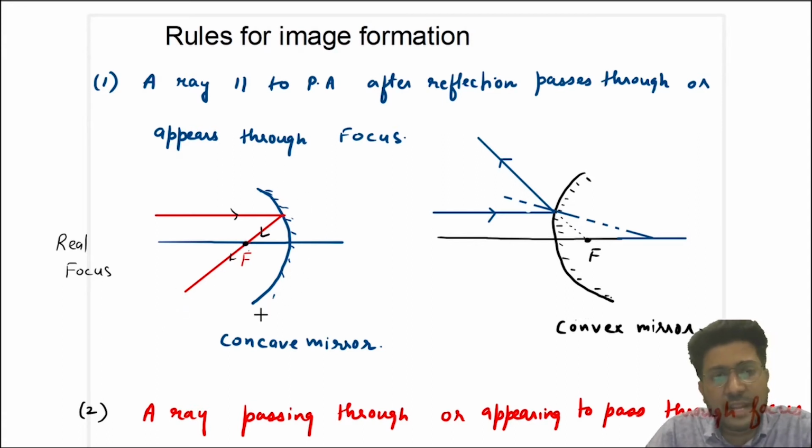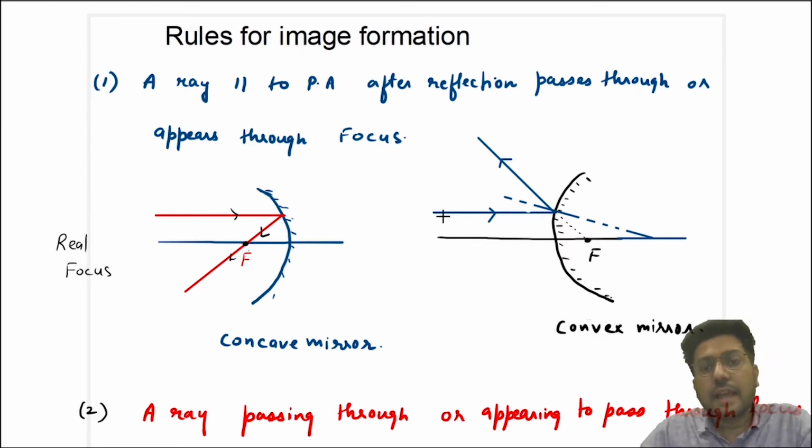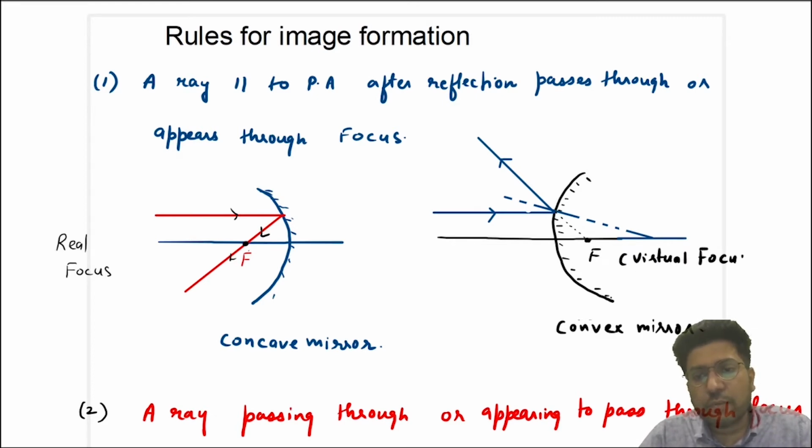For a concave mirror, there is a real focus, and for a convex mirror there is a virtual focus. So from here you will say it appears to pass through the focus. Okay, so this is a virtual focus here.